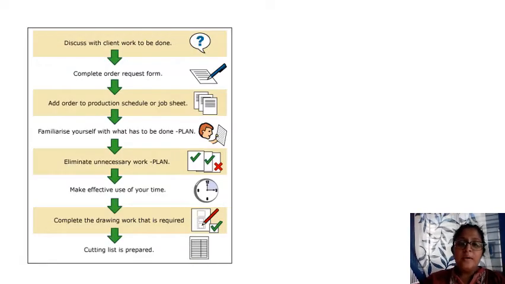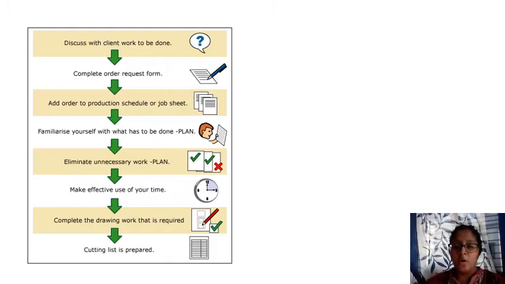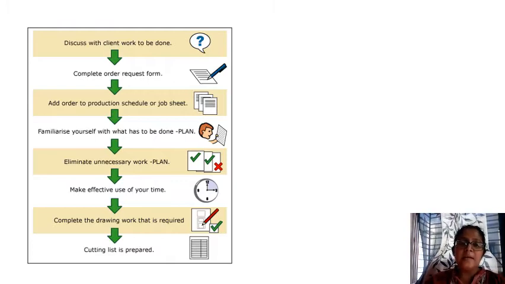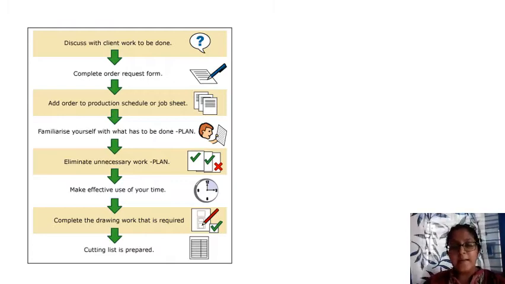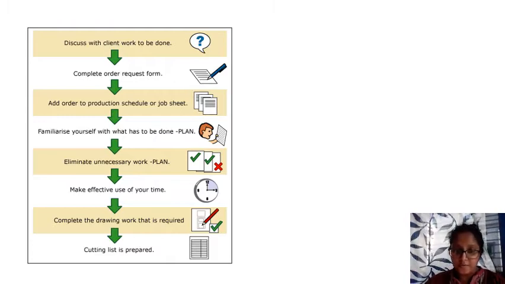Next is, we must always move in a pattern. There should be a pattern of work. I've just given an example over here, like this is a BPO kind of job where they have discussed with their client what they have to do. They have completed the order request form, and I have shown you the stepwise planning. Like, you have made the plan. If the plan is not working, then the unnecessary part of the plan has to be chopped off. Then we have to make the most effective use of time, and a checklist must be made.